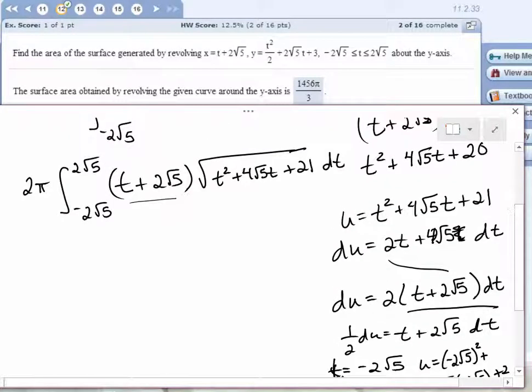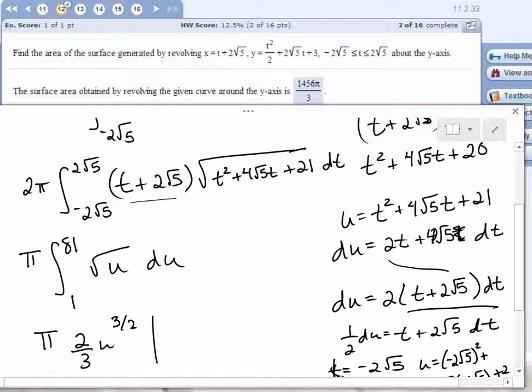So that being said, all of this cleans up to be just π times the integral from 1 to 81, and that was taken care of in our substitution, so we just end up with the square root of u du. Again, because we had the 1/2 du, that canceled with the 2. And then this is just a simple integration here. This is u to the 1/2, so you add 1 to the exponent, put it over it, so that's going to be 2/3 u to the 3/2, evaluated from 1 to 81.